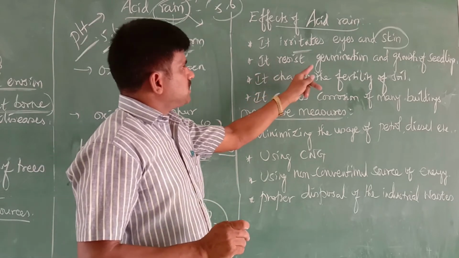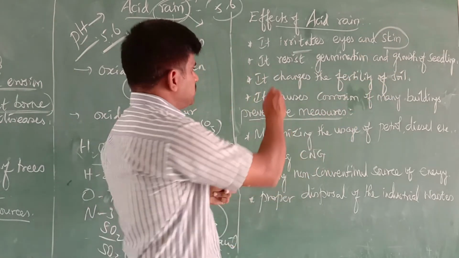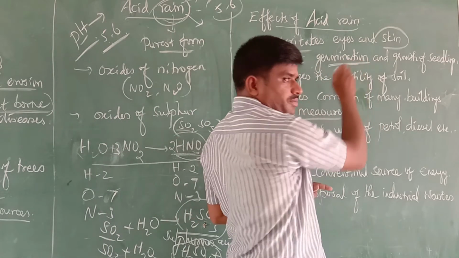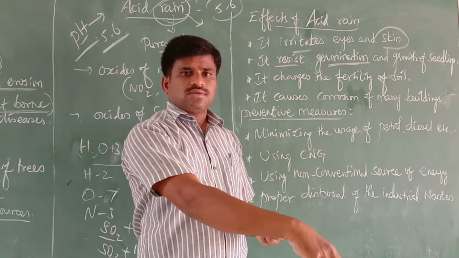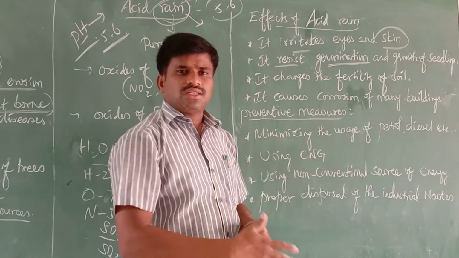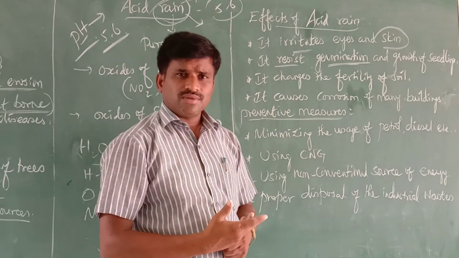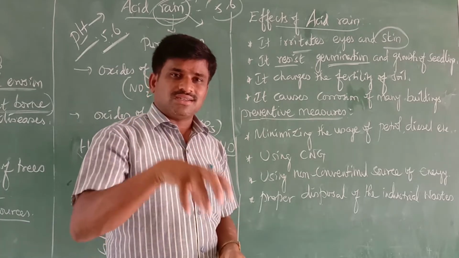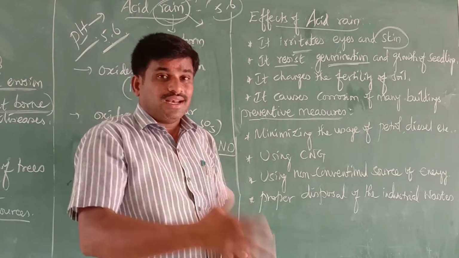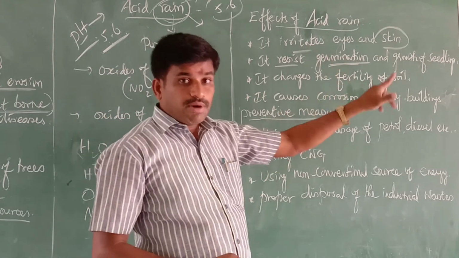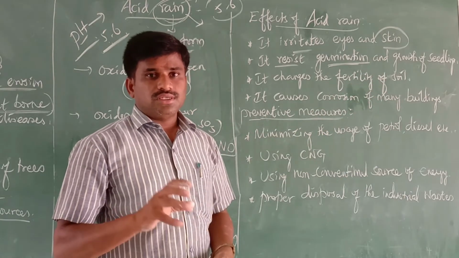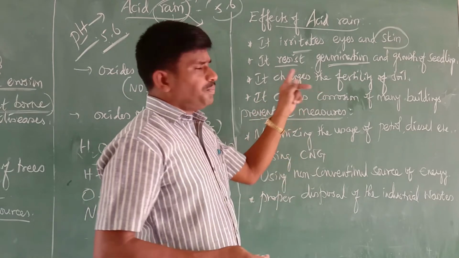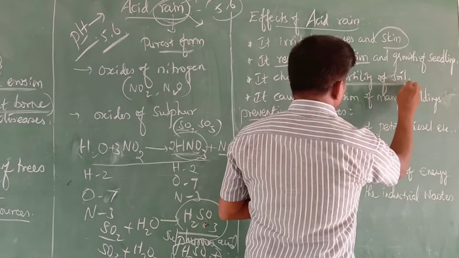Second, it resists germination and the growth of seedlings. When acid rain occurs, it stops germination. There is no chance of growing the plant. Even the growth of the seedling is resisted, and germination is not possible. This is an important effect of acid rain. It also changes the fertility of the soil. This is very important.